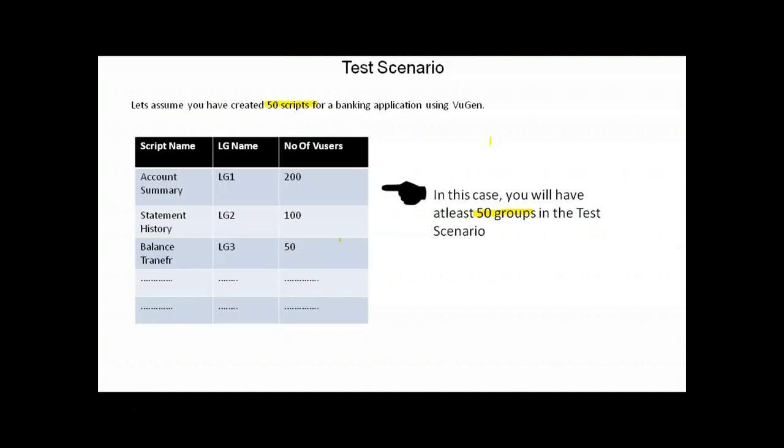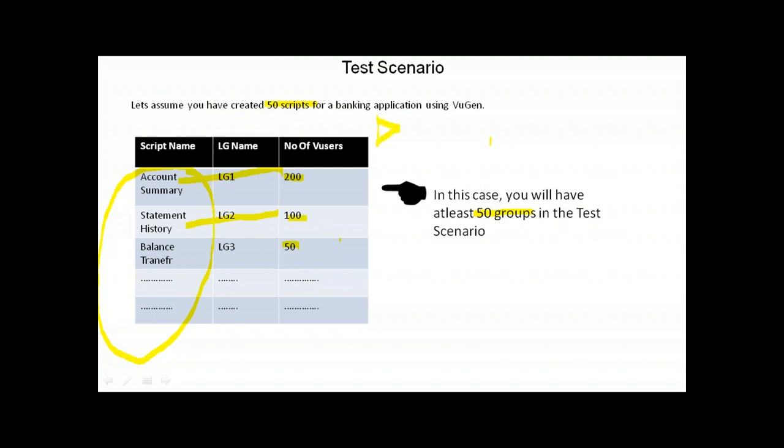Okay, now the next question is, okay, there are 50 scripts. Why are we executing all the 50 scripts at once? So what will happen? You upload these 50 scripts into the controller, and for each script you tell it to run with a certain number of virtual users. Like account summary, you want to run with 200 virtual users. Statement history, 100 virtual users. Balance transfer, 50 virtual users, and all of that.